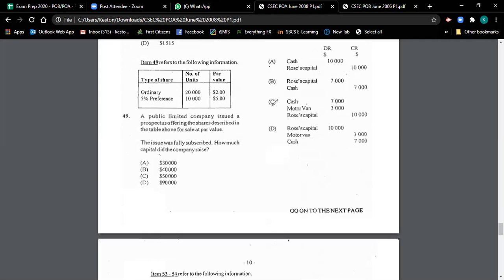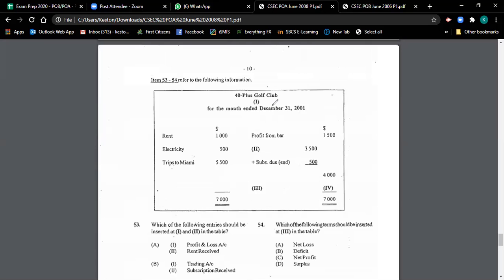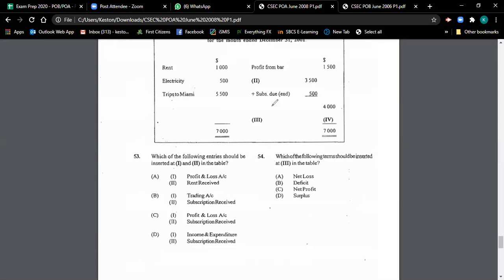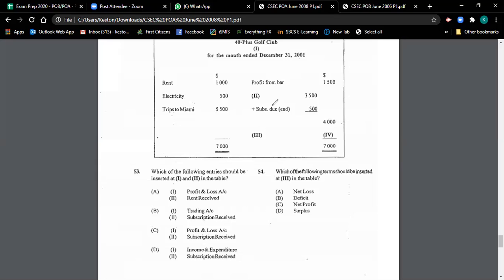53. 53 refers to this. We did this one before. Which of the following entries should be inserted in 1 and 2 above? What type of account is this? Income and expenditure and subscriptions received. D. Very good. You remembered.